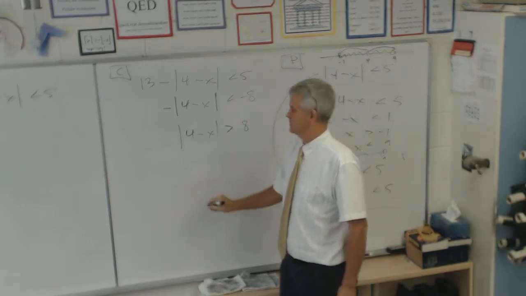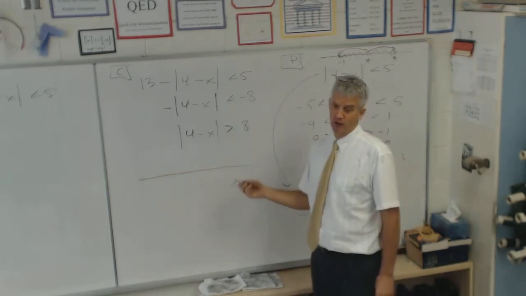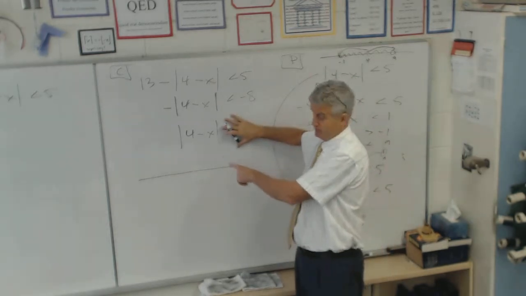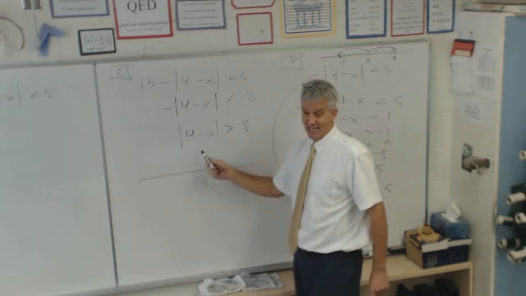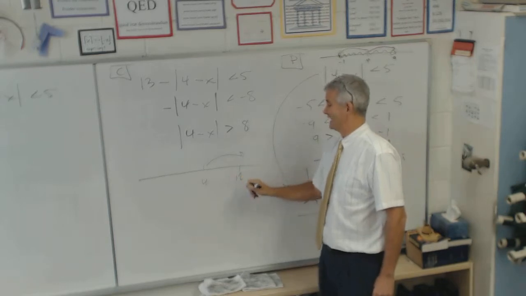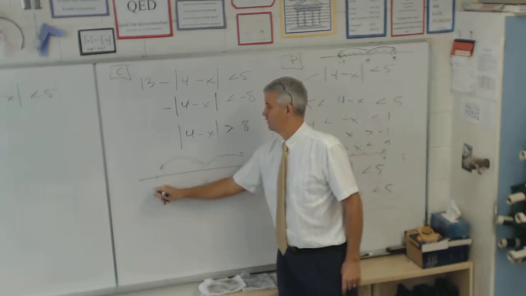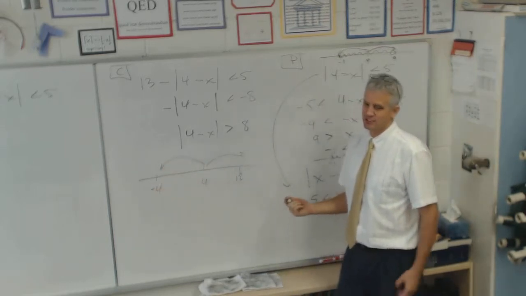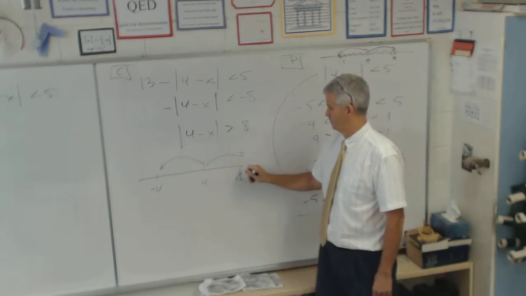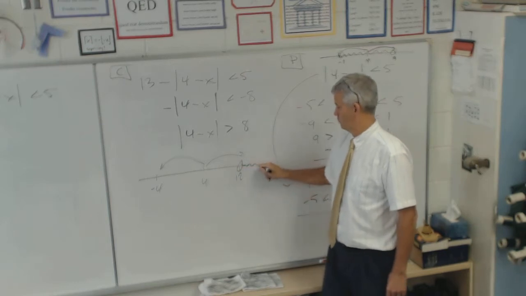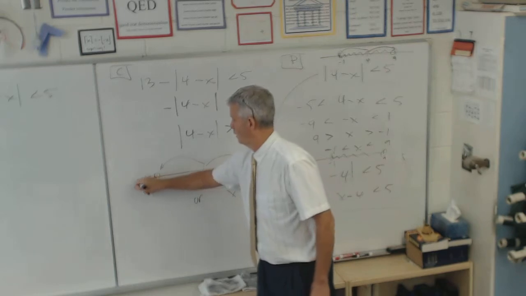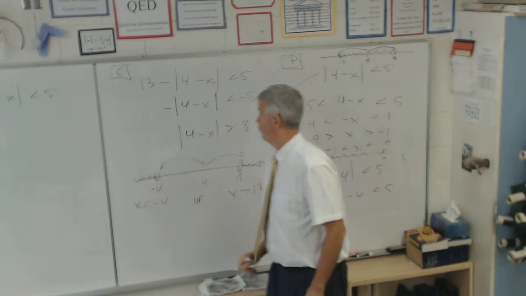Okay, let's do it the distance way now. The distance from x to what number are we talking about? 4. So let's look at 4. That distance has to be more than 8, right? What's 8 to the right of 4? 12. What's 8 to the left of 4? -4. So where can x be for this to be true? It can either be greater than 12 or less than -4. x can be greater than 12, or x can be less than -4.